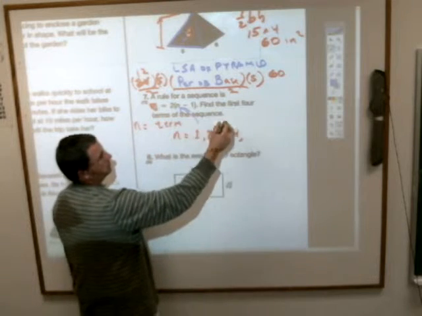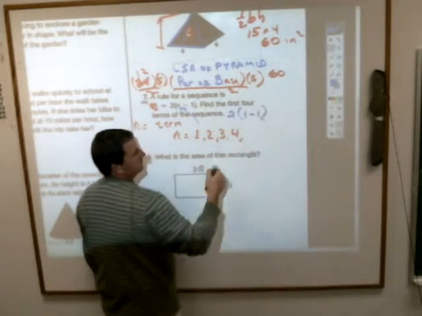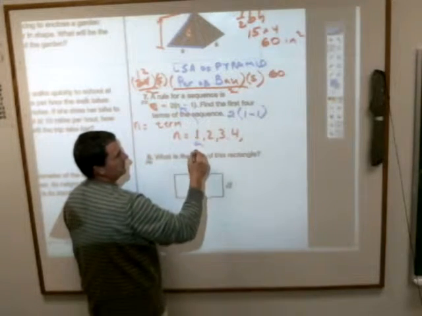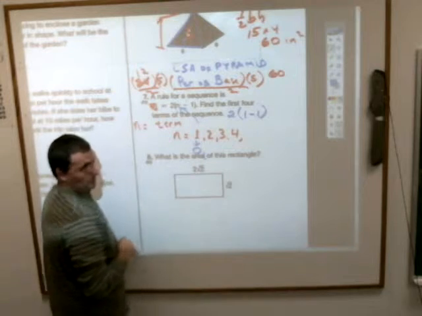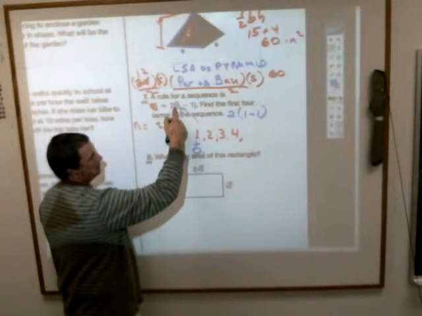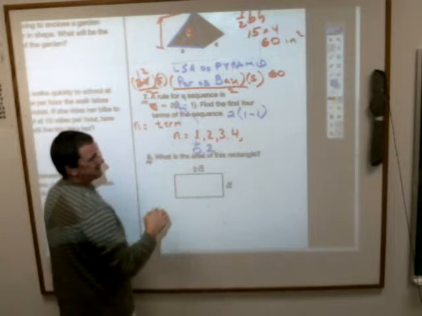So for the first one, it's 2 times 1 minus 1. And 1 minus 1 is 0, so 2 times 0 is 0. The first term is 0. The second term, you put 2 in for n there. 2 minus 1 is 1. 2 times 1 is 2. That's the second term.